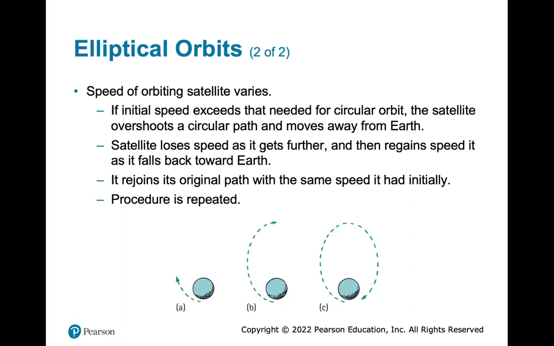Well, the same thing is happening in an elliptical orbit. It's almost like throwing a ball up, and it reaches its peak, and then it comes back down. But it's not coming back down to the Earth. It's making an orbit, and we'll see how that plays in Kepler's laws.